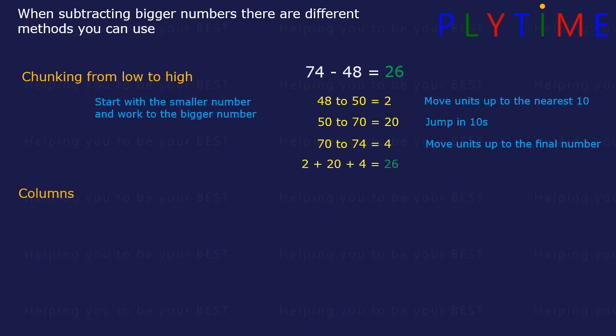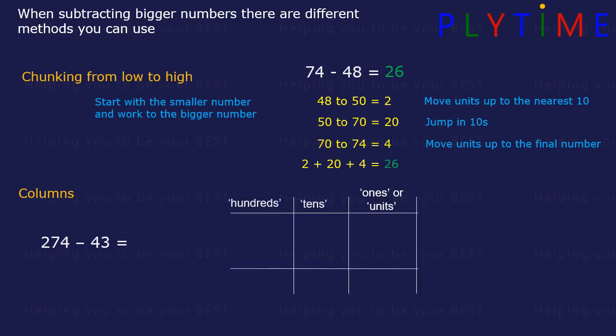Or we can work in columns. 274 minus 43. Make sure to write the numbers in the right columns. 2, 7, 4 and 43. And then we start subtracting from the right, column by column.